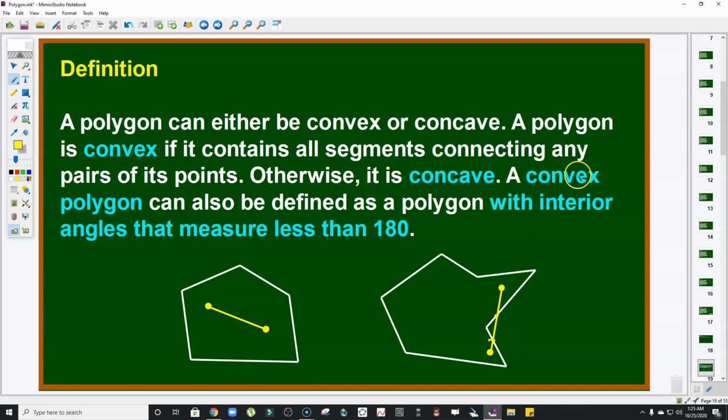Okay. Next, another definition is that a convex polygon can also be defined as a polygon with interior angles that measure less than 180. Once again, the first one is convex, the second one is concave. Okay? I'd like to emphasize here, this is obviously greater than 180, thus making it concave.